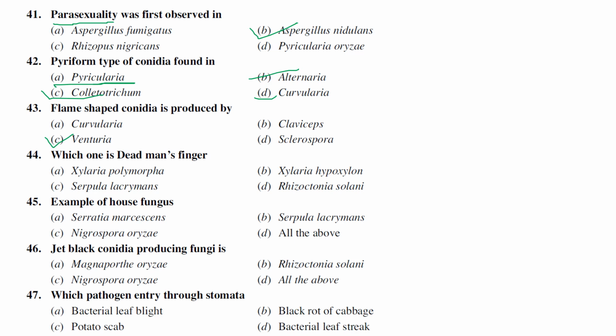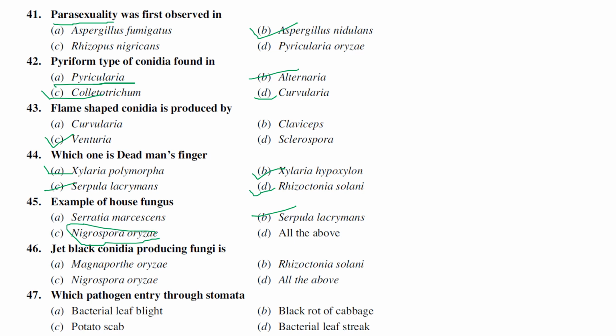Which one is dead man's finger? Xylaria polymorpha, Xylaria hypoxylon, Serpula lacrymans, Rhizoctonia solani. Rhizoctonia solani is sheath blight, we know very well. Xylaria polymorpha is dead man's finger. Xylaria hypoxylon is candle snuff fungus, I think. Serpula lacrymans is a household or house fungus. The next question is an example of house fungus. The same thing, Serpula lacrymans. And Nigrospora oryzae generally produces jet black conidia.